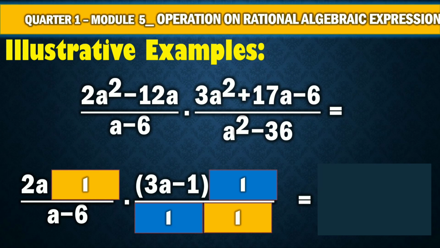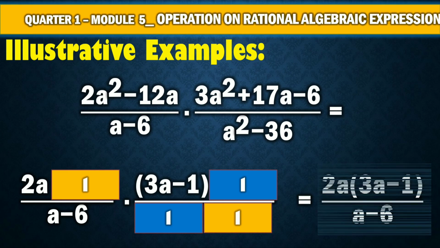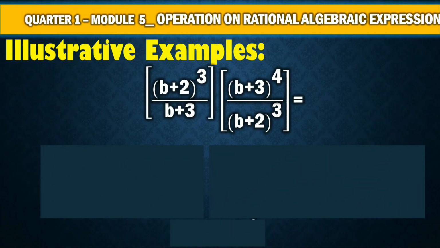So, let's multiply. So, 2a times 1 times 3a minus 1. And then, in the denominator, a minus 6 times 1 times 1. So, final answer, 2a times the quantity 3a minus 1 all over a minus 6. Power. Next. Okay, so let's have the last example, number 5.